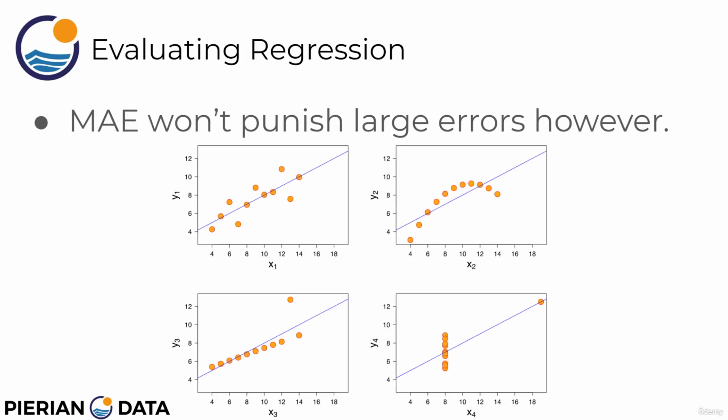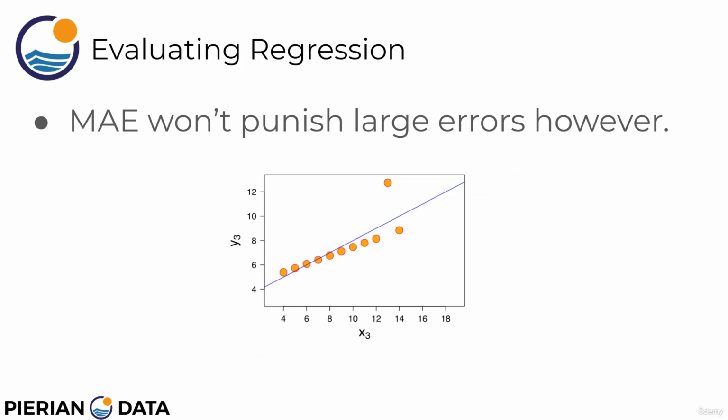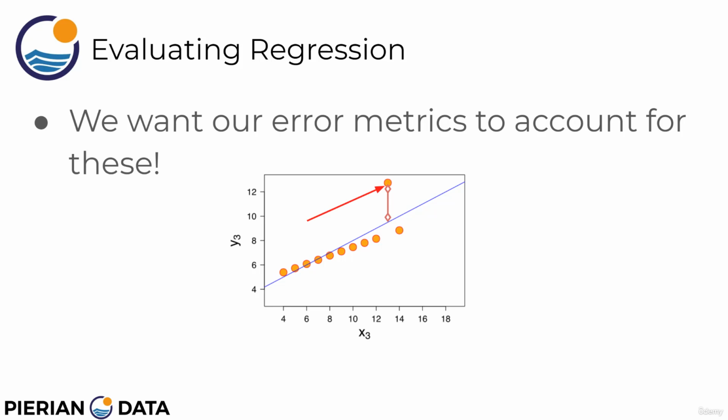Now, the issue with mean absolute error is it won't punish large errors. So here we have what's known as Anscombe's quartet, and we can see here that we have a wide variety of different scatters of data points. However, the line of best fit for all of these is actually the same. So we want to make sure that we're aware of situations like this. For example, let's take a look at this specific situation where we have one point that's a huge outlier. So we want our error metrics to actually account for these.